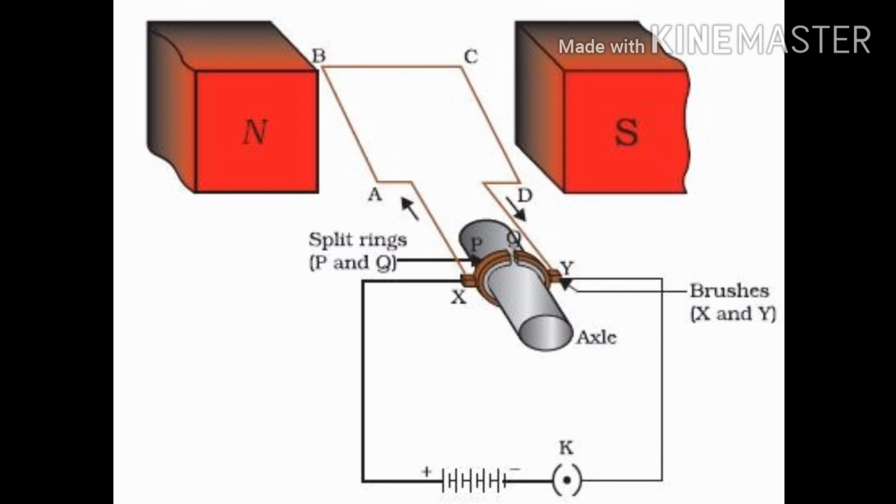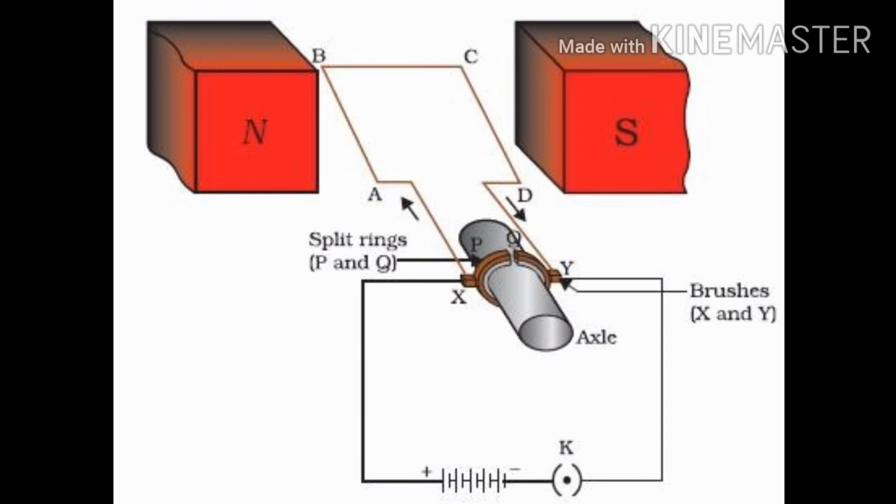When the circuit is completed and the current flows in the branch AB of the loop from A to B, then according to Fleming's left-hand rule, a force is exerted on the branch AB and pushes it down. The current in the CD branch is in the opposite direction to that of the AB branch, and therefore force is exerted on the branch CD in the upward direction. And because of that, the loop and the axle start rotating in anti-clockwise direction.